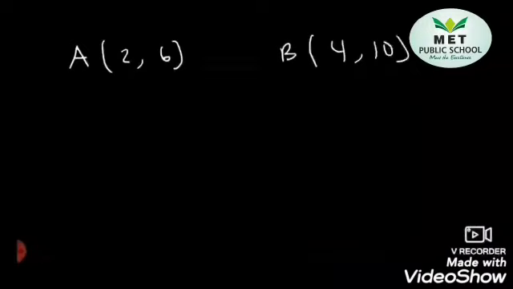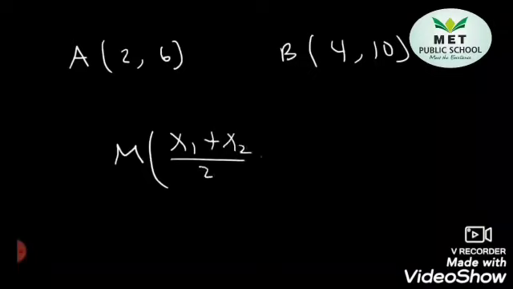Let us see the last formula regarding this chapter, that is the midpoint formula. You are given the two coordinates A and B here, and you need to calculate the midpoint. To calculate the midpoint, you should know the formula. So the midpoint formula is (x1 plus x2) divided by 2, comma (y1 plus y2) divided by 2.